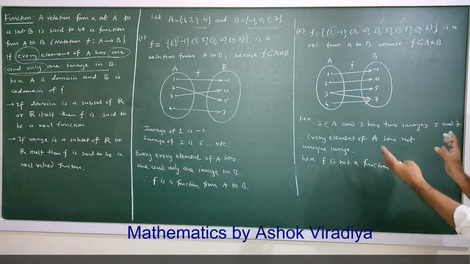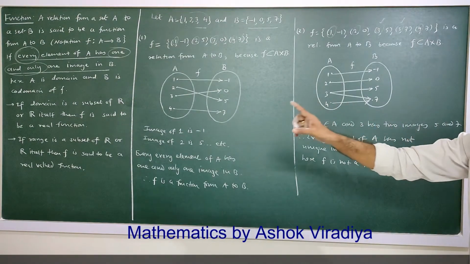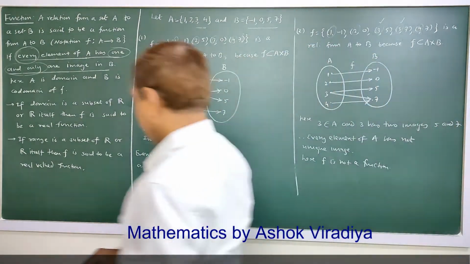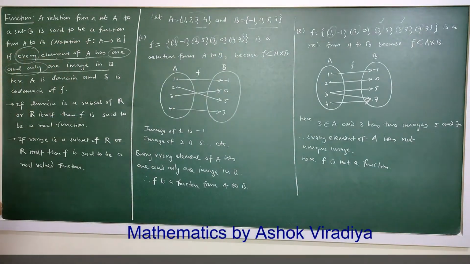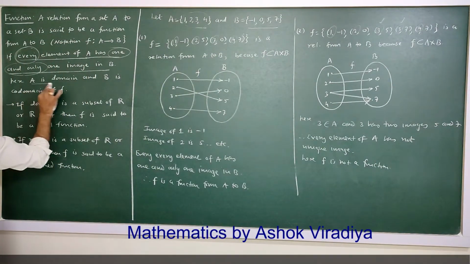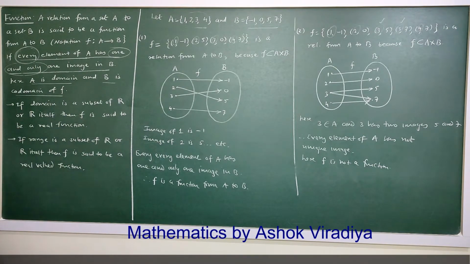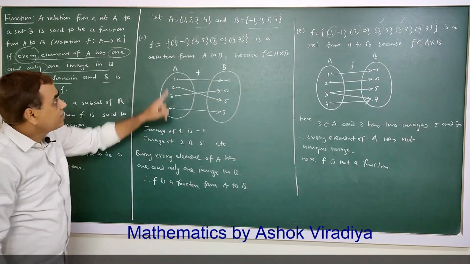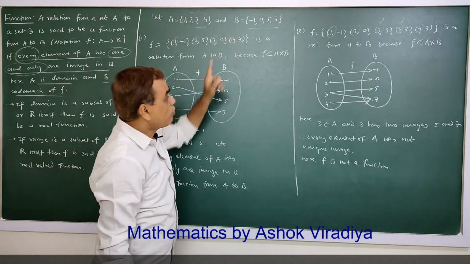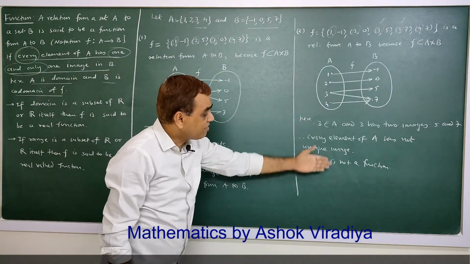So these are examples to understand this definition. Now see, here A is the domain and B is the codomain of the function, because this is a function. This was not a function.